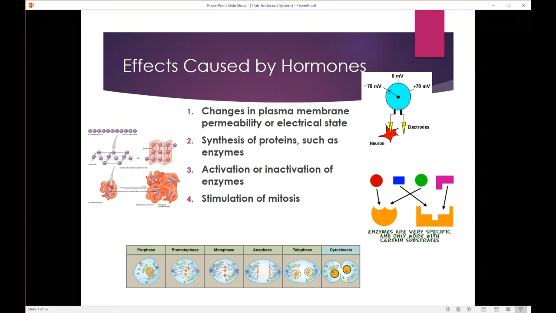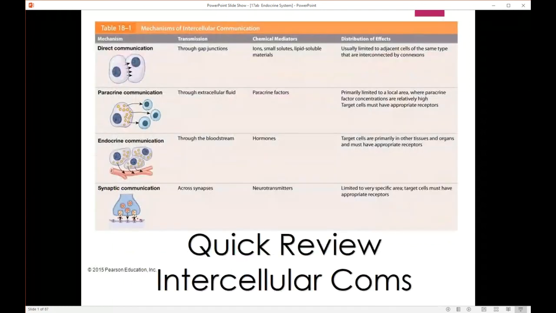They work only with certain substrates, and they help to speed up a reaction by lowering the energy required. We can activate those enzymes, turn them on, or we can inactivate, turn them off. We can also stimulate mitosis, meaning that we're going to cause more cells to be copied.